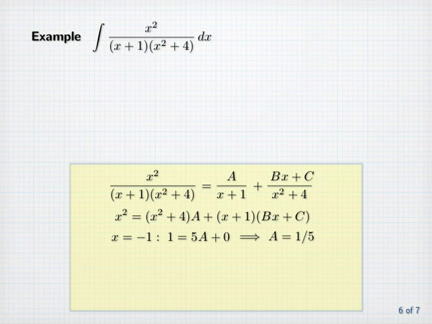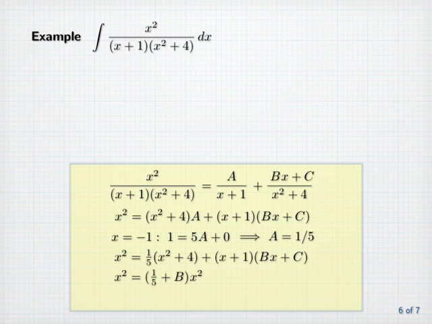Now let's put that value of a into our equation, and then expand and simplify the right-hand side. Notice that the coefficient of x squared on the right-hand side will be 1/5 plus b, and the coefficient of x on the right-hand side will be b plus c. And the constant term on the right-hand side is 4/5 plus c.